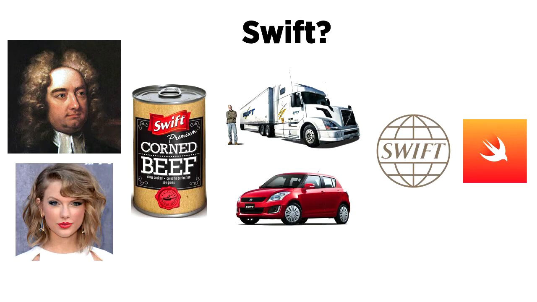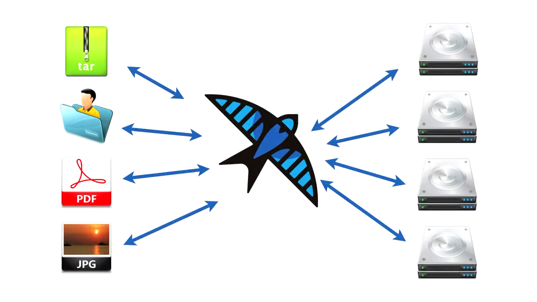There's lots of different Swifts out there. They do lots of different sorts of things, but the Swift that we are talking about today is part of the OpenStack project. It's an object storage system, and its point is to reliably and durably store data. You can conceptually think about it as like Amazon S3, but it's open source and you can put it in your data center.